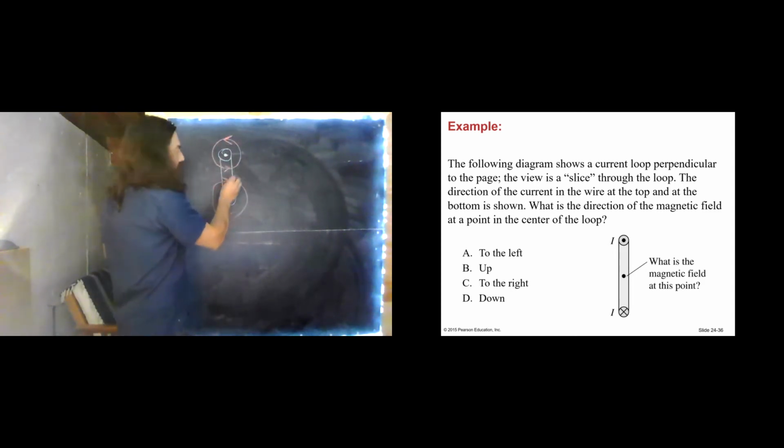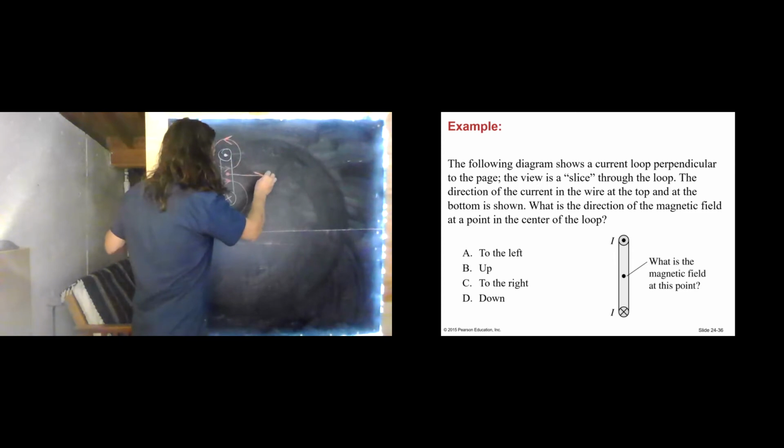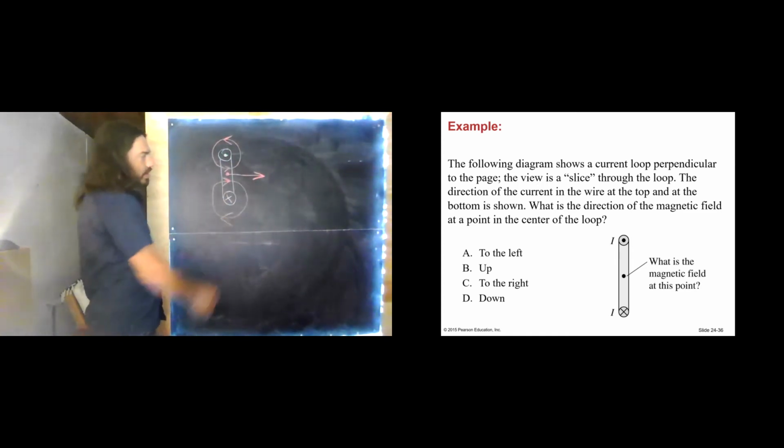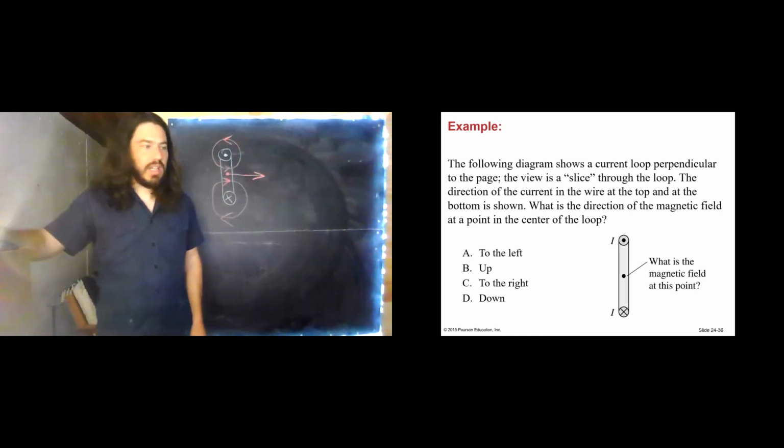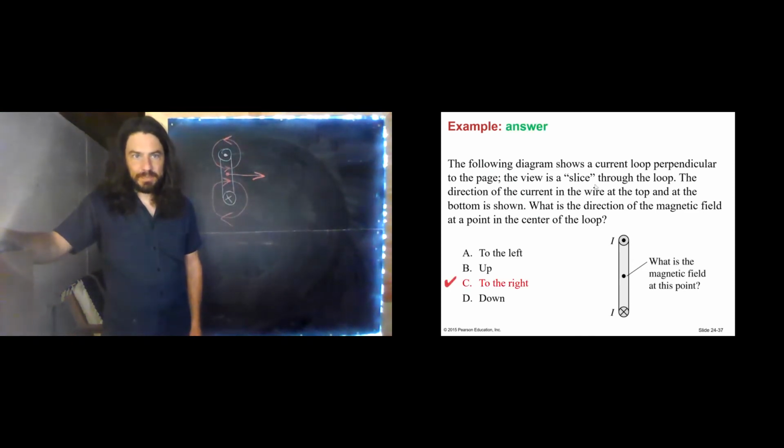Notice inside the loop, the field is going in that direction. Outside the loop, it is going in the opposite direction. I'm going to call that to the right in PowerPoint degrees.